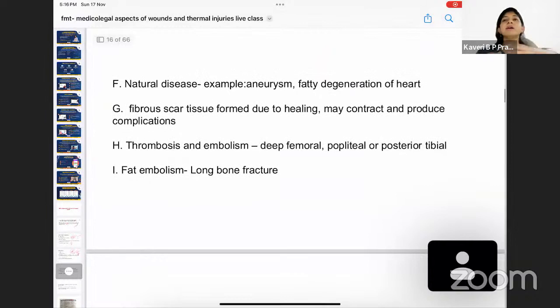Coming to some other remote causes, there could be some disease the person has inherently, that the present wound is going to aggravate. For example, aneurysm, fatty degeneration of heart. Whenever there is extra strain or stress for the person, all these conditions are going to get aggravated.